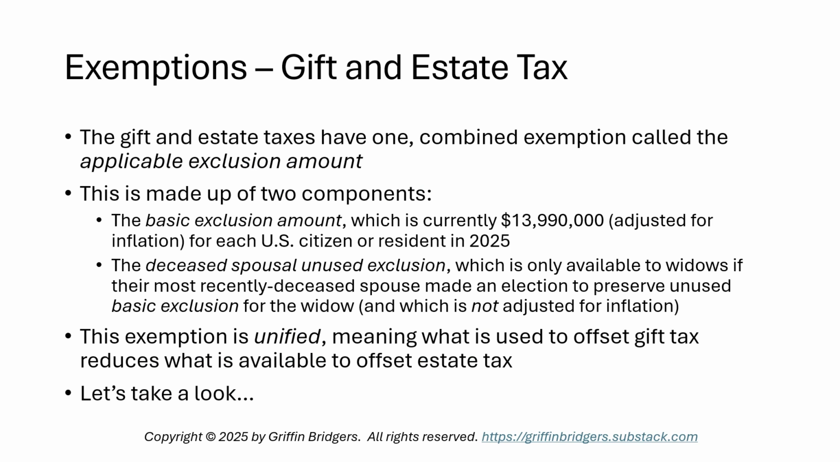Now, with that being said, there's a broad exemption to the gift and estate tax that we're going to start with. It's called the applicable exclusion amount. So every U.S. citizen or resident has, starting out at least, a basic exclusion amount, which is currently inflation adjusted $13.99 million in 2025. It's subject to a possible sunset of the tax laws at the end of 2025, but we're not going to get into that right now.